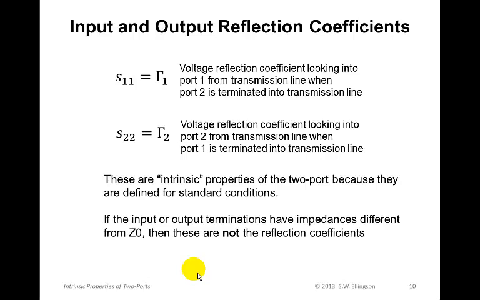Now a reminder that we've already identified some voltage reflection coefficients for the standard condition in which both ports are terminated into the reference impedance. We called these values gamma sub 1 and gamma sub 2, and they happen to be equal to the S parameters S11 and S22 respectively. Now you have to be careful. These are considered intrinsic properties of the 2-port only because they're defined for these standard conditions. So be warned, if the input or output terminations have impedances which are different from the reference impedance, Z0, then these are not the reflection coefficients that will actually exist. In that case, we'll talk about embedded reflection coefficients, and those will in general be different.